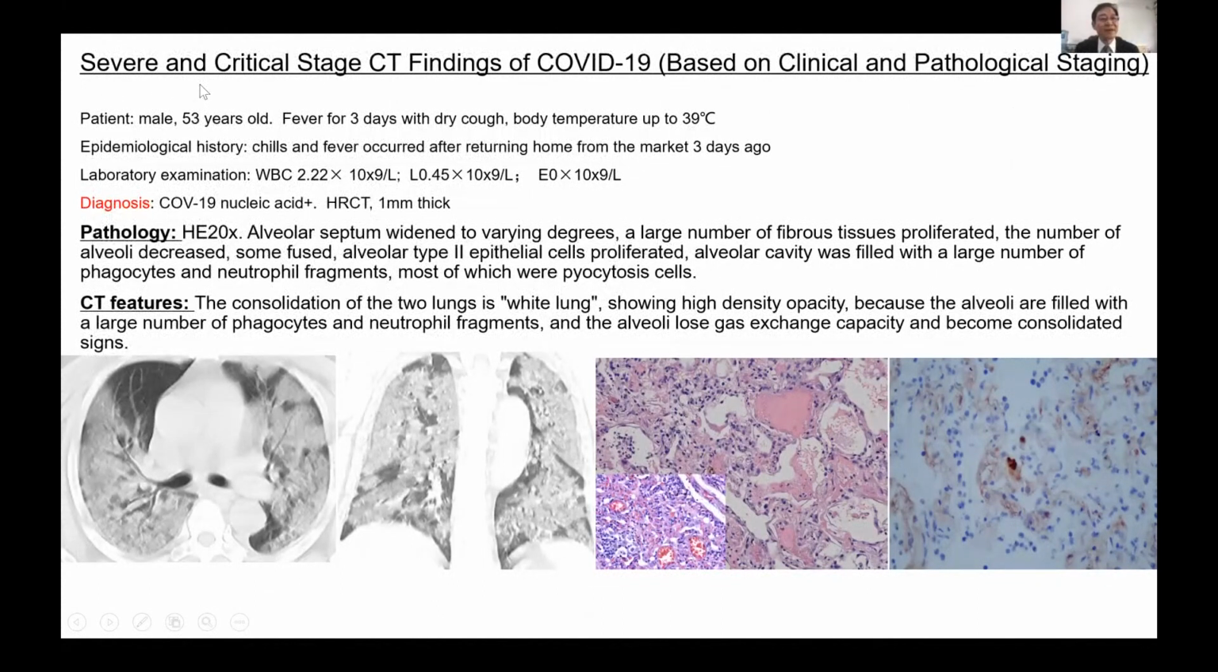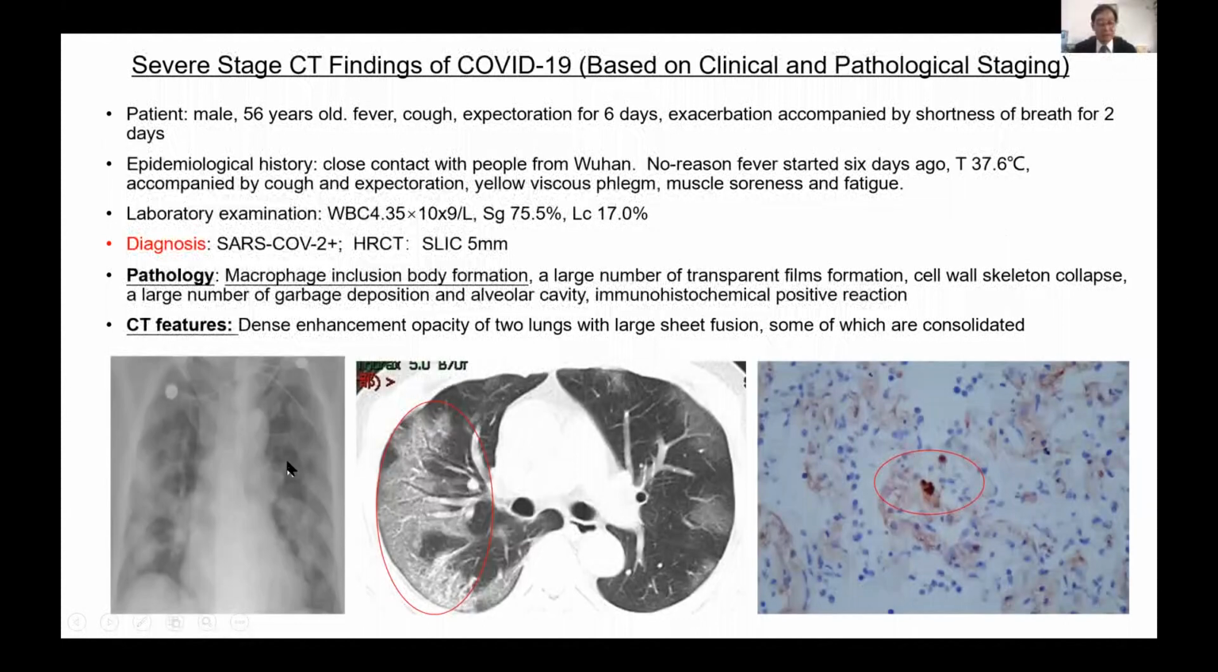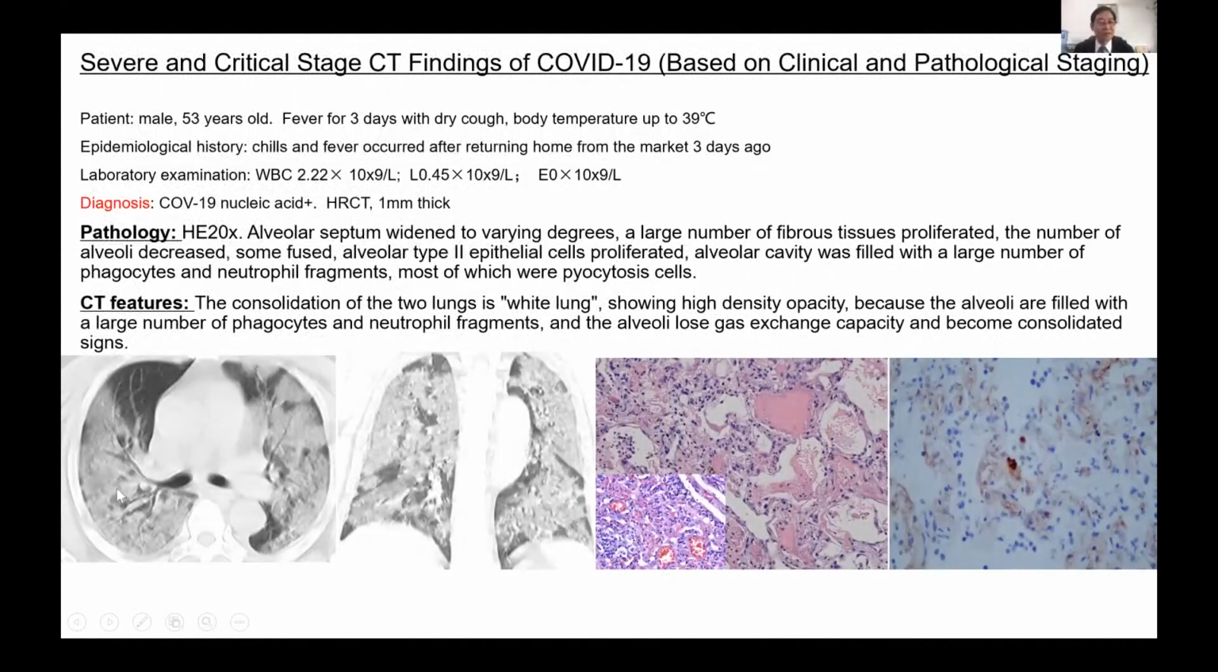This case is a severe and critical stage. CT manifestation shows the consolidation. The consolidation of the two lungs is white lung. It shows high density opacity because the alveoli are filled with a larger number of phagocyte sheets and neutrophil fragments, and alveoli lose gas exchange capacity and become consolidation.